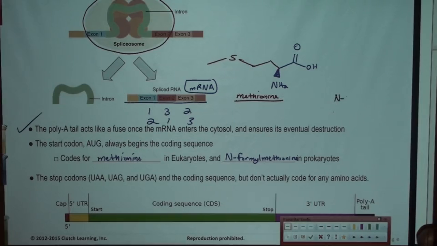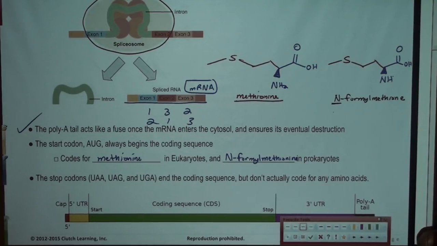What does that look like? So what does N mean? What do you think N means? So N means nitrogen. It means that a formal group is connected to the nitrogen. So it would look like this. So the R group is still the same. And we have NH now. We don't have two H's because one of the H's is going to be replaced by formal. Formal is another way of saying aldehyde. So that would be N-formal methionine. So formal just means aldehyde. Carbonyl connected to an H.